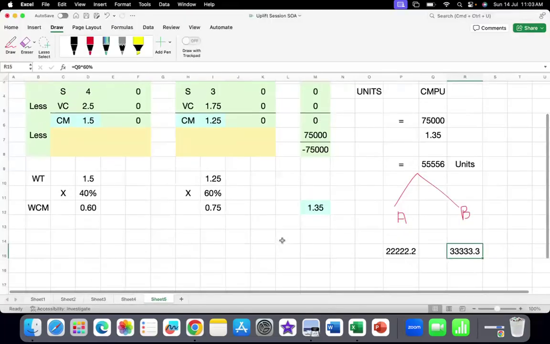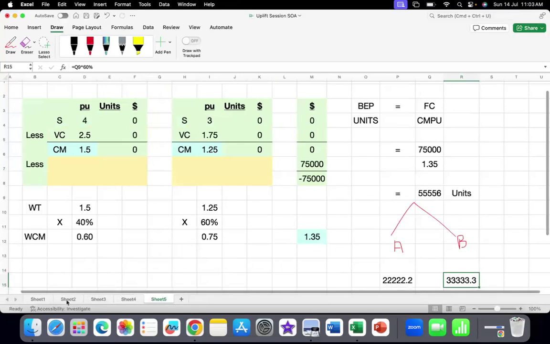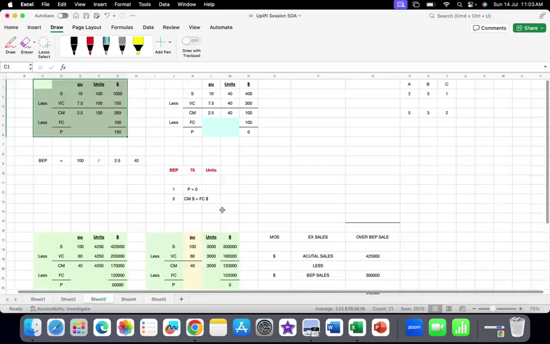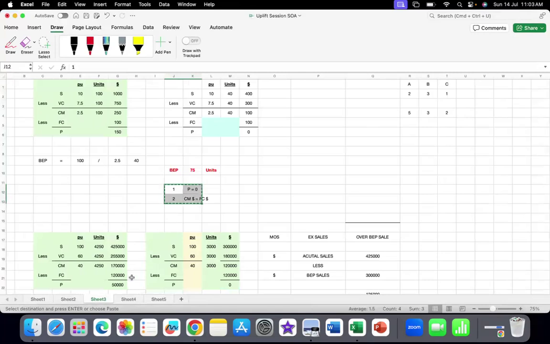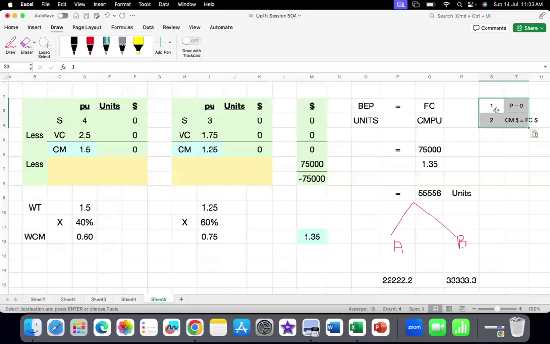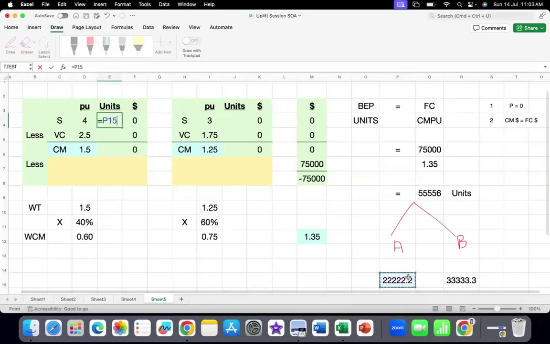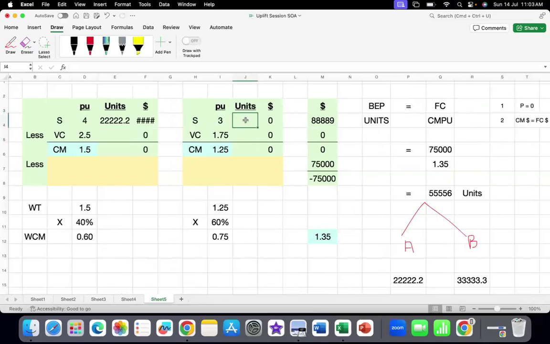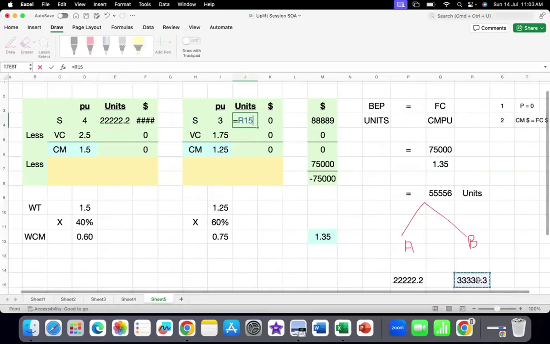So what if, so you had a definition in place right here. What is the definition of break even point? At break even point, the profit is equal to zero and the contribution margin is equal to the fixed cost. And you are saying that for A, you need to produce these many units. For B, you need to produce these many units.